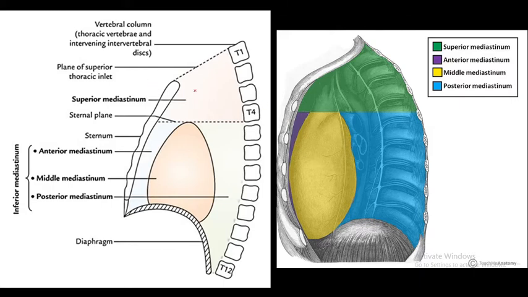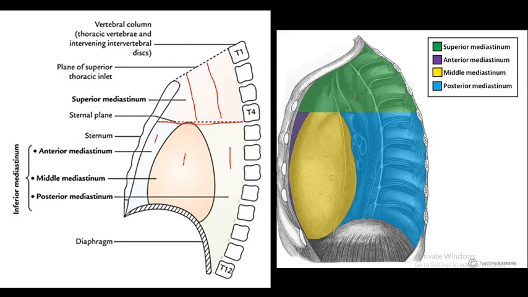It is easily visible. This part, the pinkish part that you see here, this is the superior mediastinum here. The part below the superior mediastinum, that is along below the sternal plane, is called as the inferior mediastinum. Here the inferior mediastinum is further divided into an anterior mediastinum, a middle mediastinum, as well as a posterior mediastinum.